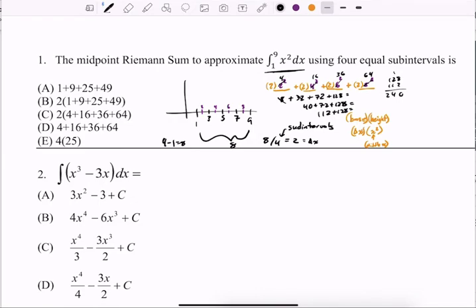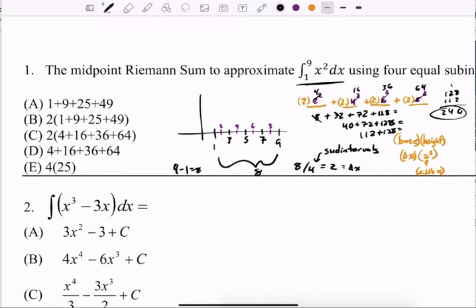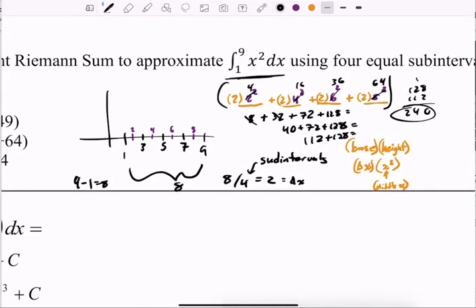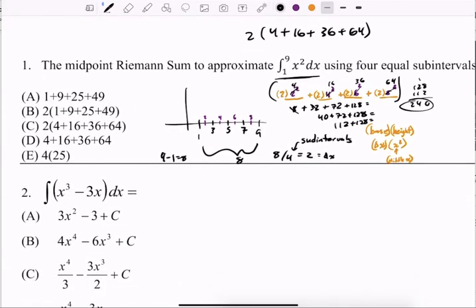Oh, shoot. I didn't have to find it all the way. Dang it! Okay, so it looks like it wasn't simplified all the way. Which one of these would be the correct one? Well, if I go back to where we were right here, I see that I can take a 2 out. If I took a 2 out, it would be 2 times 4 plus 16 plus 36 plus 64. I'm kind of mad. I hate it when I do extra work, but there's your answer.